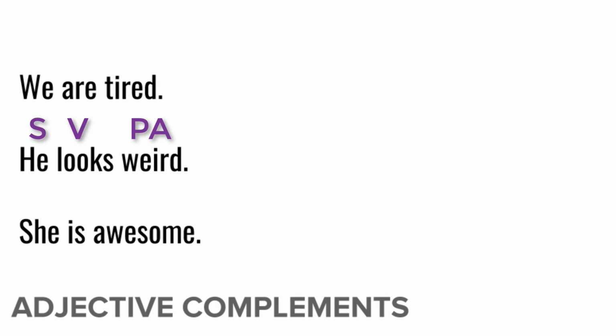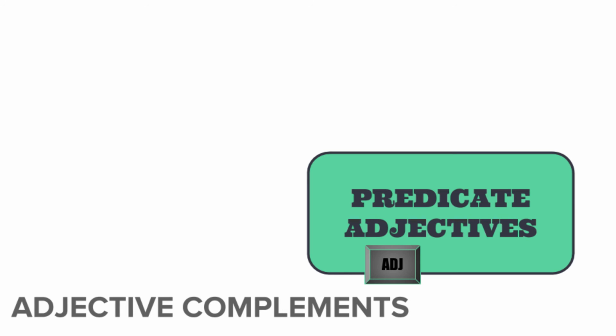She is awesome. She is the subject. Is a linking verb. Awesome is describing she. It's an adjective, and it's a predicate adjective. So the only one of the four types of complements that can be an adjective are predicate adjectives.